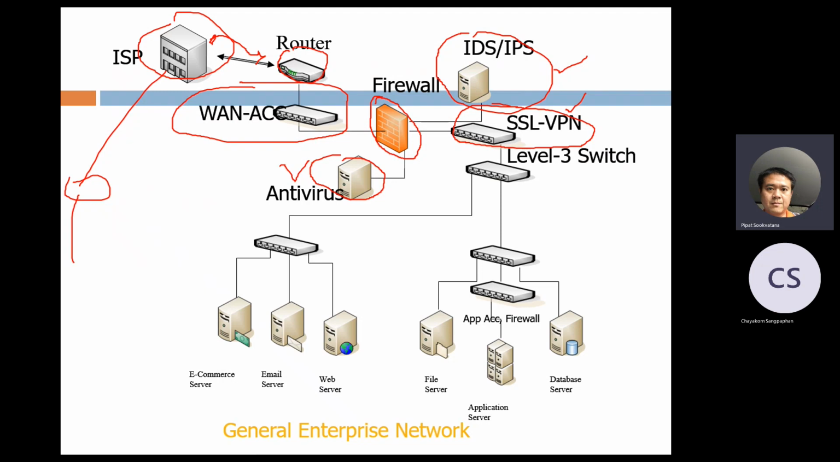After this one, after the firewall, we connect to the level 3 switch. How many in this room have heard about the level 3 switch? Yeah, it's a switch, but it understands IP. So after the router, you can have a router. But normally for some of the enterprise, if they have less than 1,000 computers, they might say, no, I don't care, I just buy the layer 3 switch.